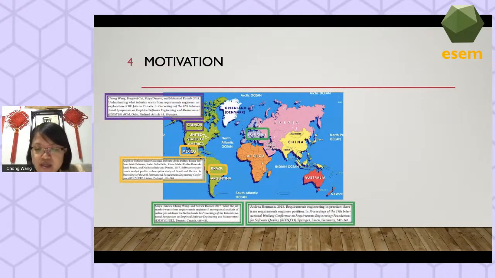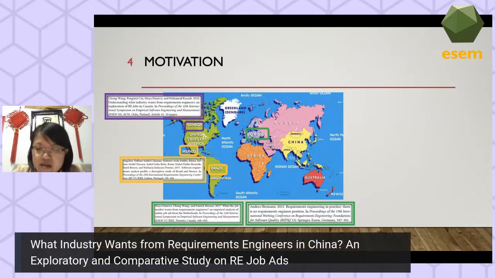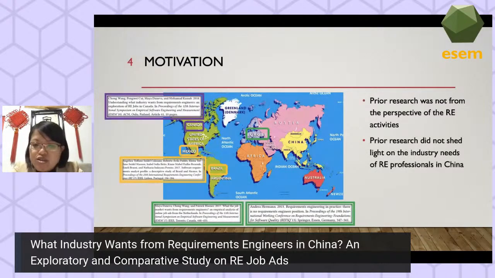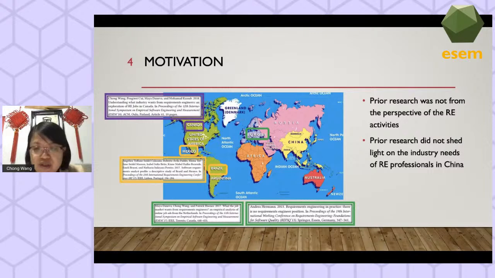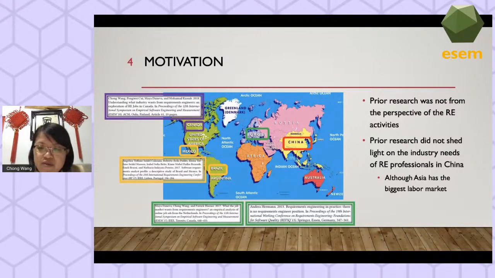Empirical studies on these topics in Mexico, Brazil, Germany, the Netherlands, and Canada have concluded that there is a gap between RE practices in industry and in RE textbooks. However, prior studies were not from the perspective of RE activities, nor did they shed light on the industry needs of RE professionals in China. We all know that Asia has the world's biggest labor market. However, the RE profession in this market, such as the Chinese market, is under-researched. We felt motivated to understand what Chinese employers demand from RE professionals by identifying qualifications and experience sought after in RE job ads in China.